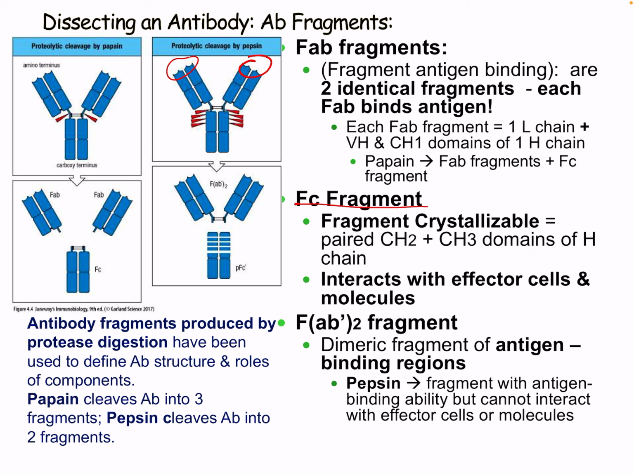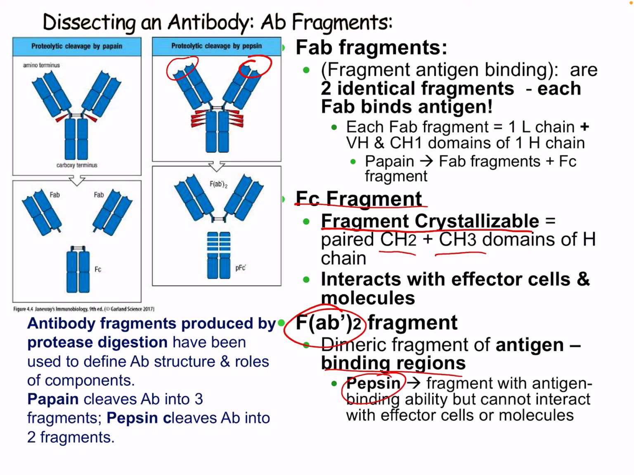We have the FC fragment, which stands for fragment crystallizable, which is paired with two CH2, CH3 domains of the heavy chain. This interacts with effector cells and molecules, and then we have a Fab squared fragment, which is a dimeric fragment of antigen binding regions. There's also pepsin, which is a fragment with antigen binding ability, but cannot interact with effector cells or molecules.